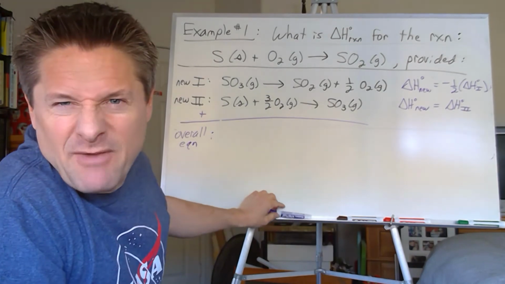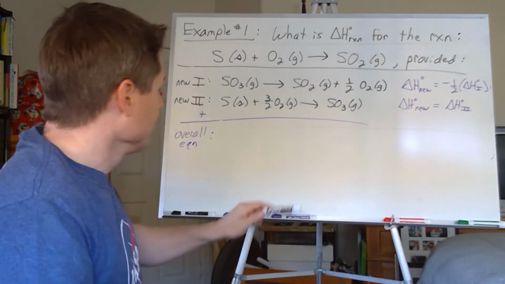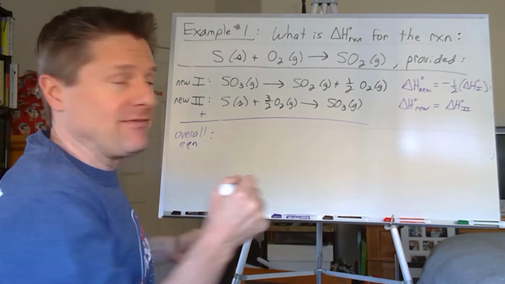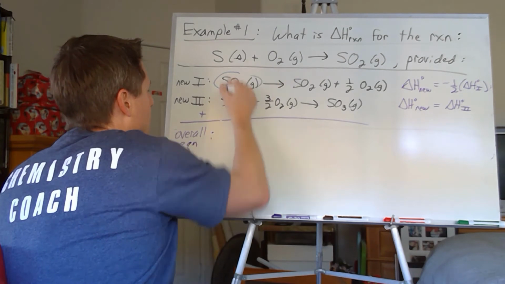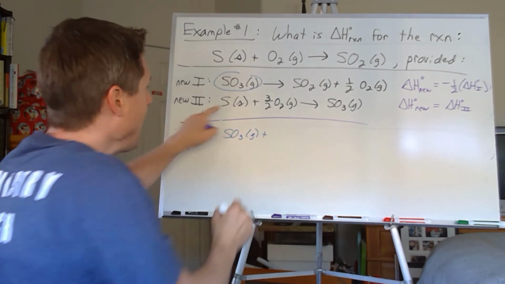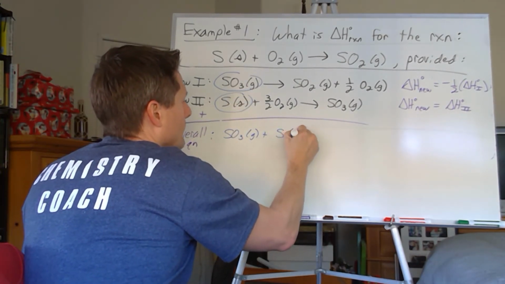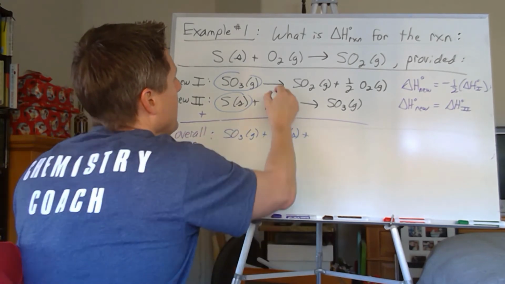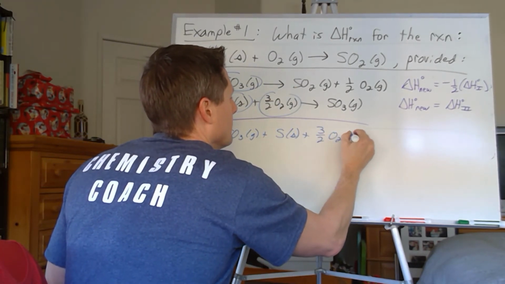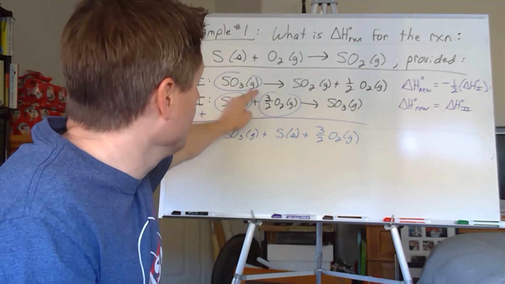Now, a lot of times, if I'm on my own, I just do this in my head. But I want to write this out so you can see what I'm doing. Here we go. Let's do this in blue. So let's take everything on the left-hand side. So let's take this SO3 gas and the solid sulfur and the 3/2 oxygen. Would you agree that's everything on the left-hand side of the arrows if I add these two together?